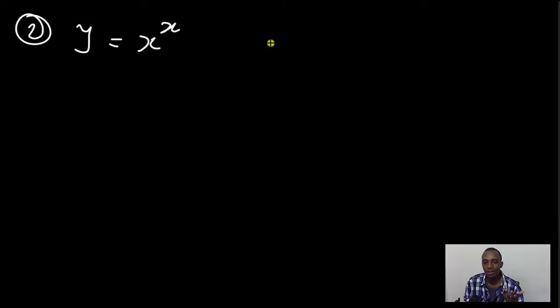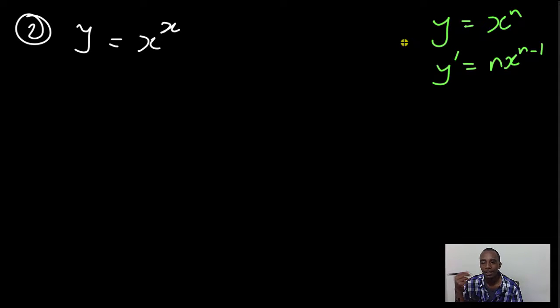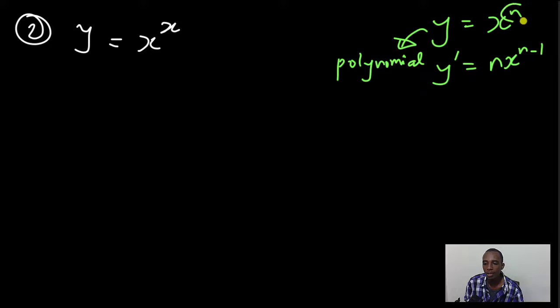are always used to differentiating polynomials like y equals x to the power n, where the derivative is simply n x to the power n minus 1. You just drop the power and then reduce the power by 1. Notice that this will only work when the function is a polynomial. So n is just a constant here, 1, 2, 3, 4, and so on. It's just a real number, in other words. But here, y equals x to the power x. X is the variable. It's not a constant.